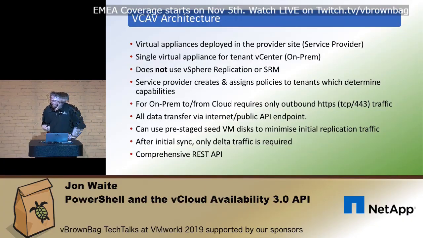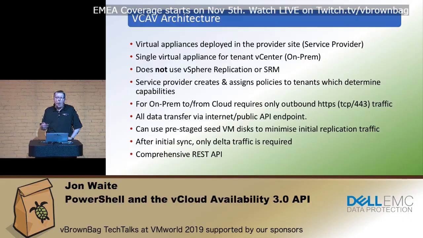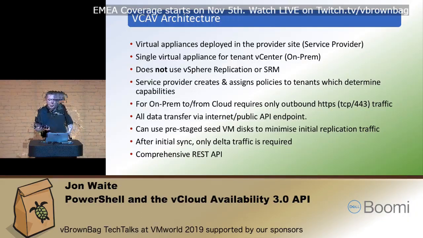So what does it look like? From a service provider side, you deploy a series of OVA virtual appliances. If you're a tenant with an on-premises vCenter environment, you just need one appliance. And really importantly for a tenant, you only need outbound 443 to actually replicate. So in either direction, all you need is outbound 443. It makes it really easy for tenants to set up, and you can pre-stage disks. And it's got, most importantly for me anyway, a REST API that's actually really comprehensive. Some of the previous VMware products didn't really have an API that you could leverage, so you couldn't automate or orchestrate much with it at all. They've changed all that in vCAV.